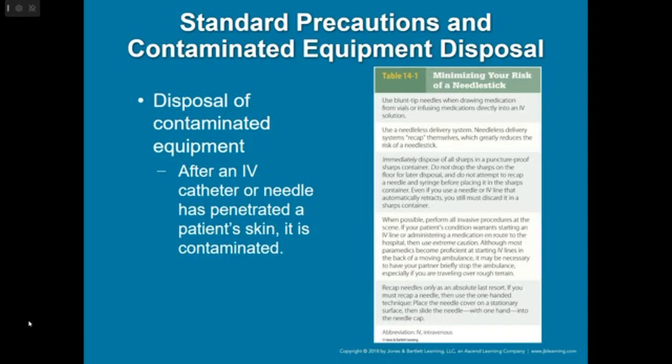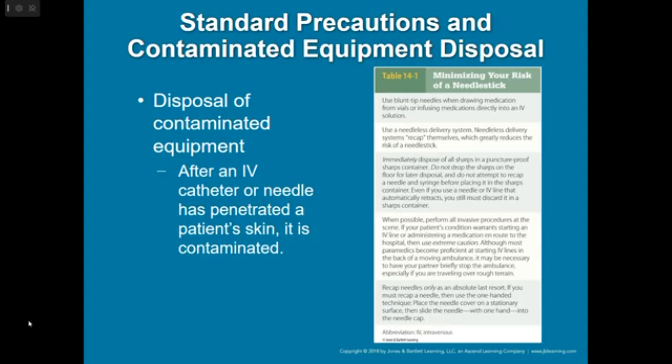All right, disposal of contaminated equipment. After an IV catheter or needle has penetrated patient skin, it is contaminated. Kind of makes sense. As soon as you're done with that equipment, you're going to lock that catheter out. You're going to immediately dispose of that in a sharps container, putting it away safely so that there's no risk of somebody else getting stuck with it. You don't want to leave it laying on your bench seat, laying on the counter, laying on the patient, nothing like that. Just dispose of it. That way nobody gets hurt.